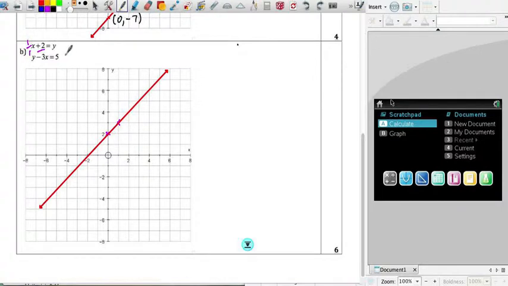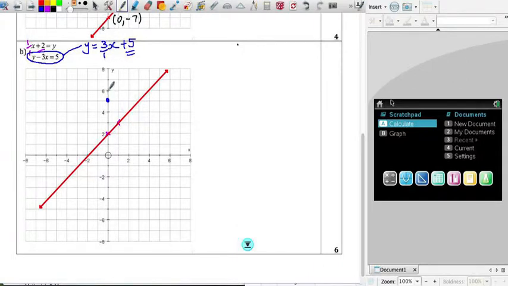You can see that in the case of the second function I need to do a small rearrange first. I must get it in the form y equals, and so I'm going to add 3x to both sides, and I have y equals 3x plus 5, and that was achieved by moving the minus 3x from the left to the right. Once again, I need to identify my y-intercept, which in this case is going to be plus 5, and then my slope, which is going to be 3, or 3 over 1.